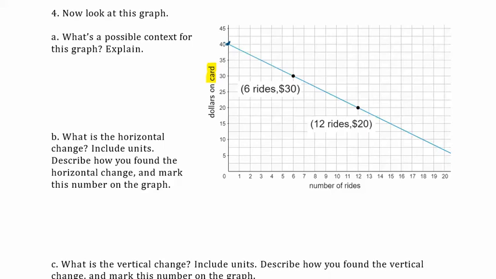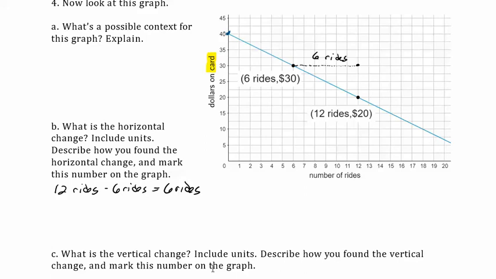So the horizontal change is the number of rides. So here I have 6 rides. And if I go over here to the next point, which is at 12, the horizontal change is 6 rides because I went from 6 to 12. All right, so I did 12 minus 6. So 12 rides minus 6 rides is 6 rides. And it talks about how to describe that, and you should do that.